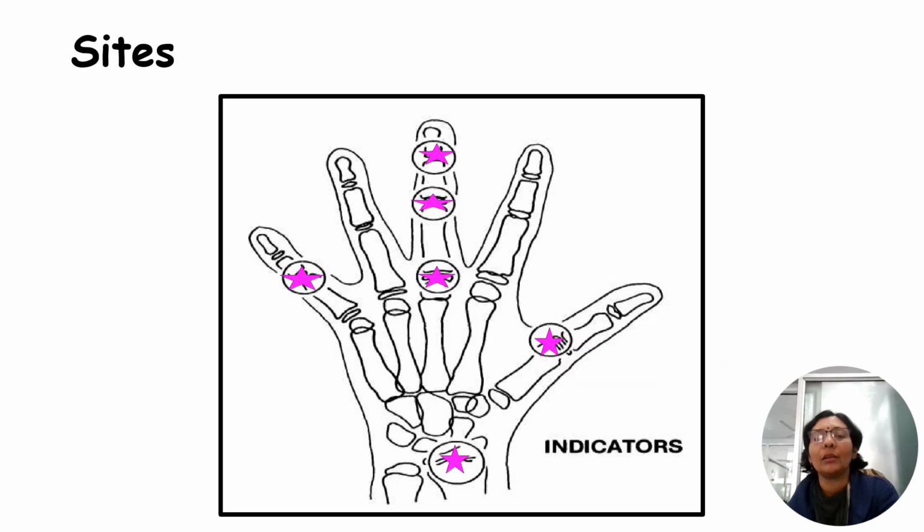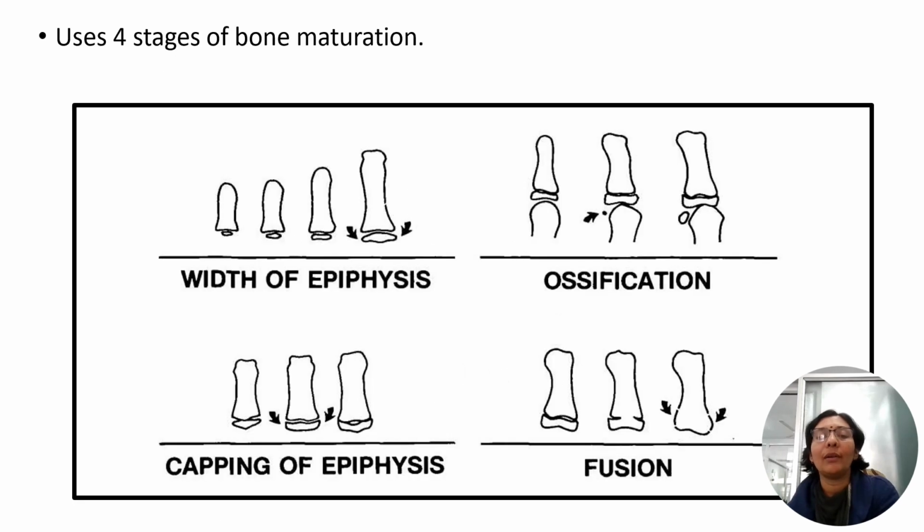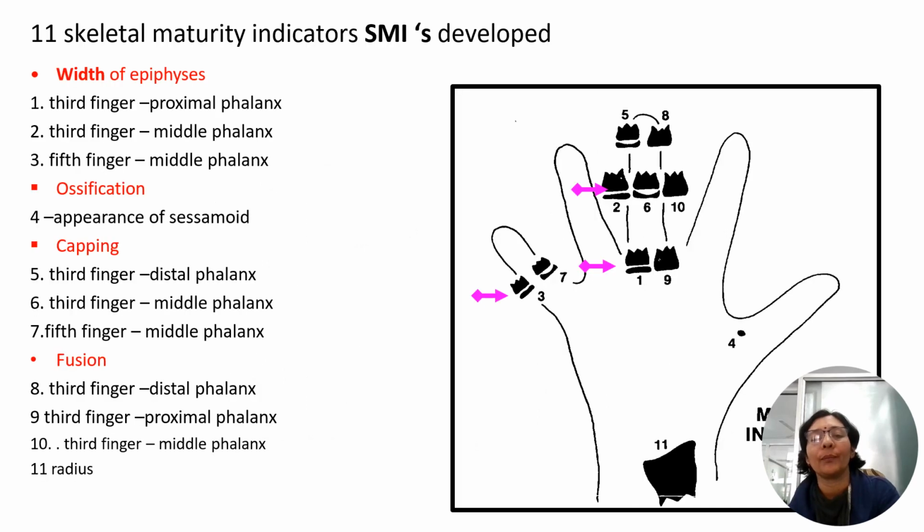Now, you can see these are the sites which I have told you just now. What he used was the 4 stages of bone formation as used by Bjork, Grave and Brown. One was width of the epiphysis equal to diaphysis, and then we have a capping of epiphysis to the diaphysis. Third, appearance of an ossification of fused structure, say like sesamoid bone, or the hamate. Then fusion, where epiphysis fuses with diaphysis. So based on these 4 stages of bone maturation, they gave 11 stages as skeletal maturity indicators by Fishman.